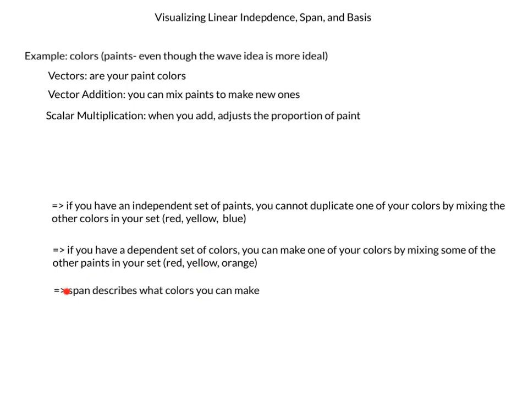Then span becomes a description of the colors you can make. So if you have red, yellow, and blue, from what I understand from color theory, you really can make all the colors. If you have red and yellow, you can get a bunch of shades of orange and red and yellow. And then finally, a basis is the smallest set of paints that will allow you to get all the colors. So here, red, yellow, and blue would perform the function of being a basis because you can theoretically get all the colors by mixing those 3 colors together.